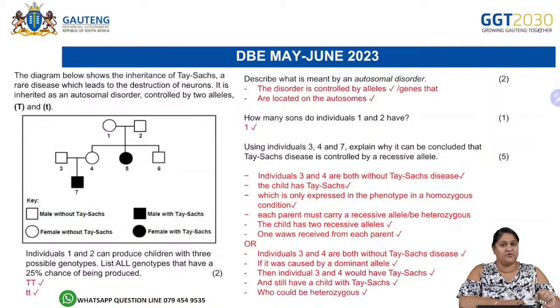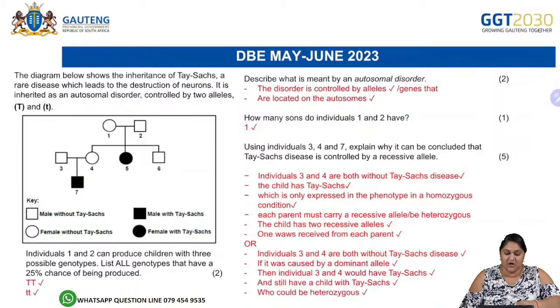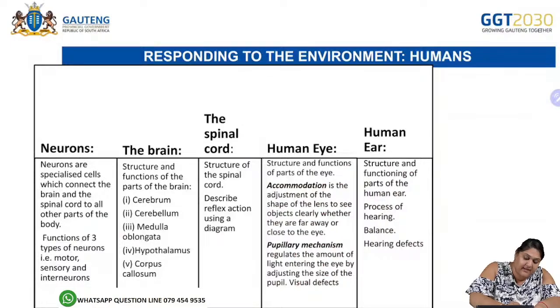Right, now we go to responding to the environment in humans. Okay, what do you need to know here? You need to know the neurons. You need to know the 3 different kinds of neurons that you have. You also need to know how to draw them. Okay, there are 3 types. You need to know how to draw.